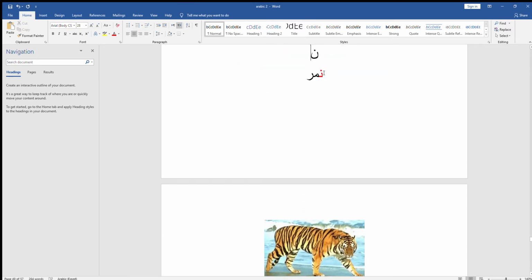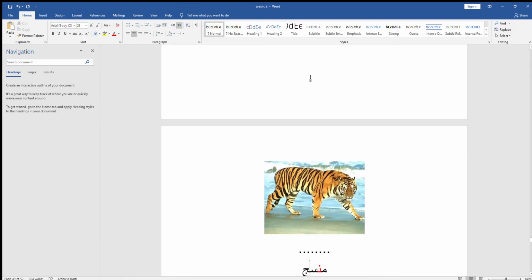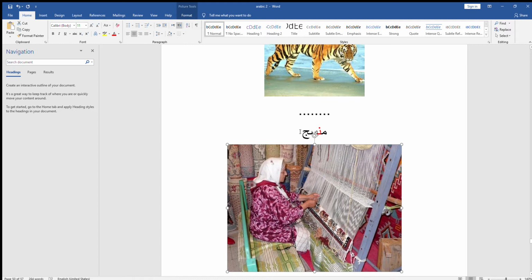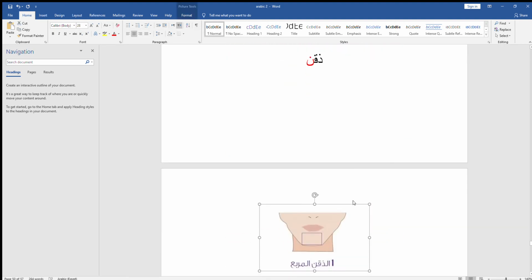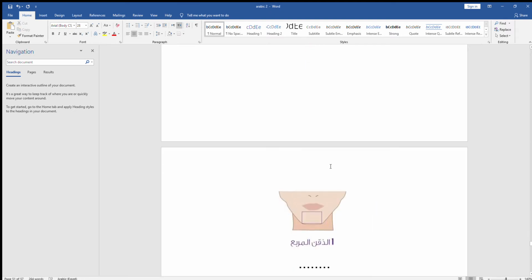Noon at the beginning for نمر. This is نمر. منسج, noon between two letters like منسج. This is منسج. Okay, this is carpet. ذقن, noon at the end of word. What's the meaning of ذقن? This is ذقن.